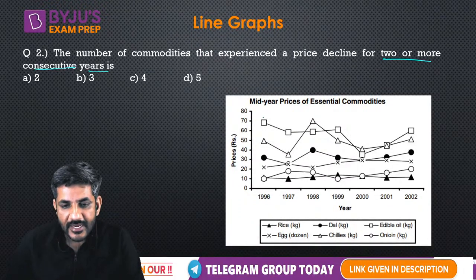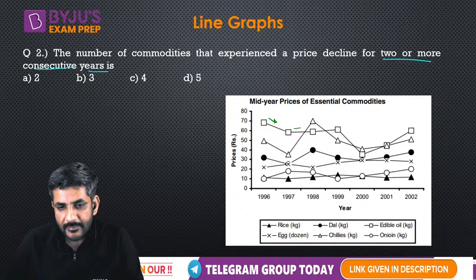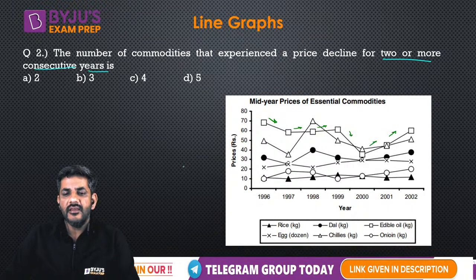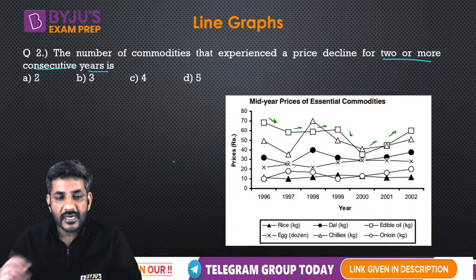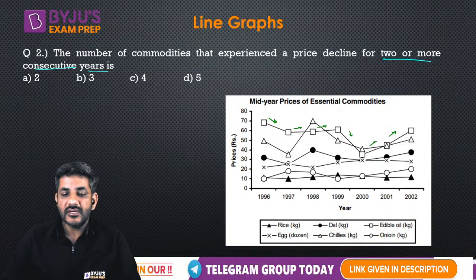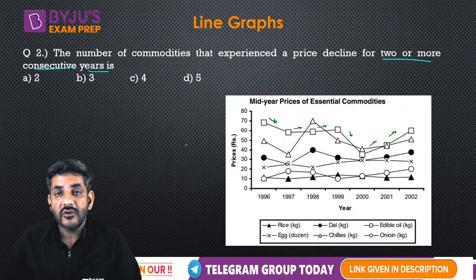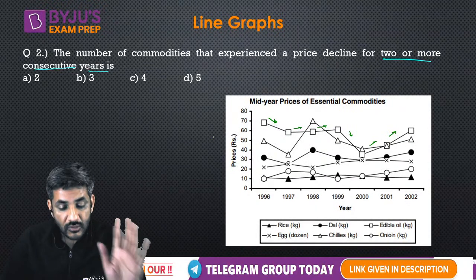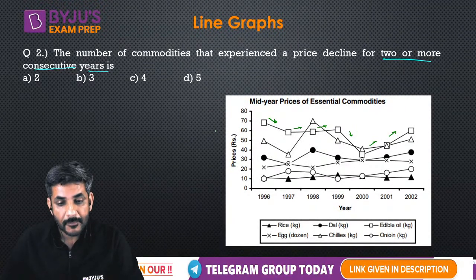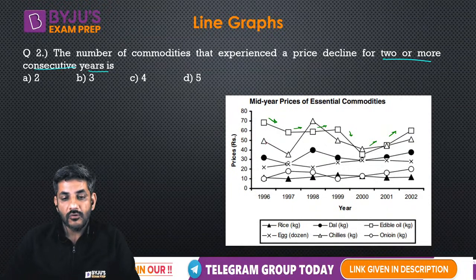So if I look at edible oil, there is a decrease over here, but then it remained the same, there is a decrease, then there is an increase, then there is an increase. So can I say there are no 2 consecutive years when you see a decline in case of edible oil? I hope all of you are with me on this. So this is not one of those commodities.